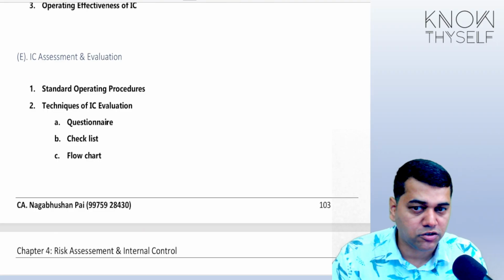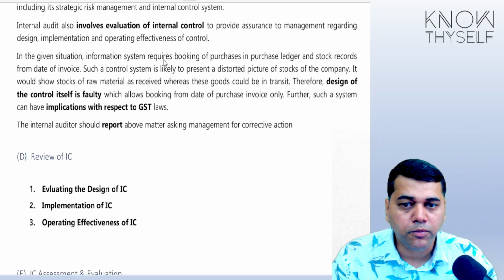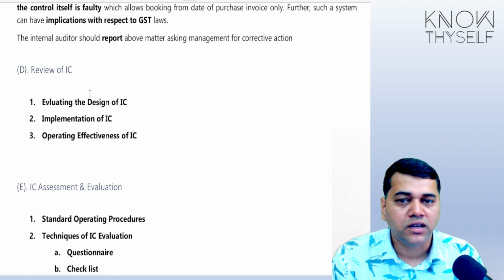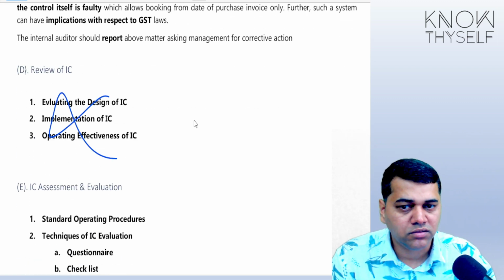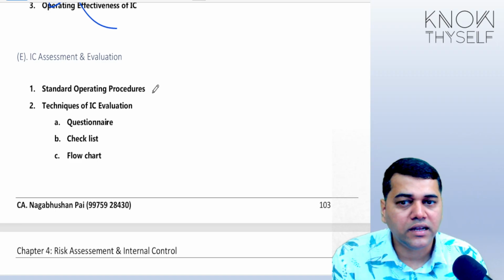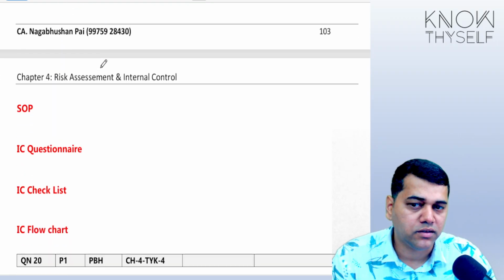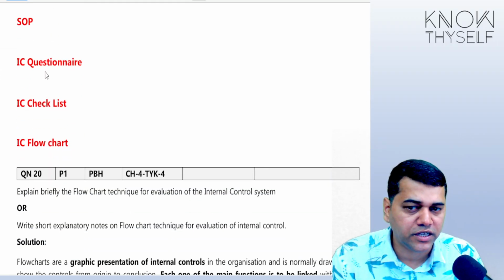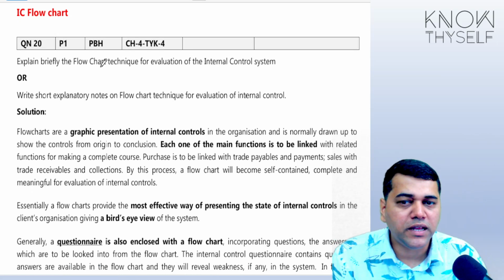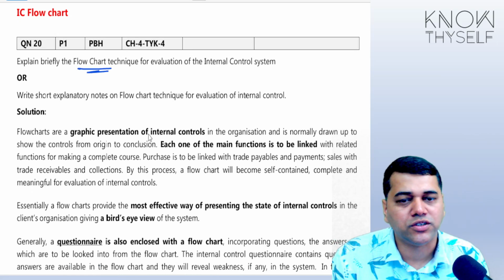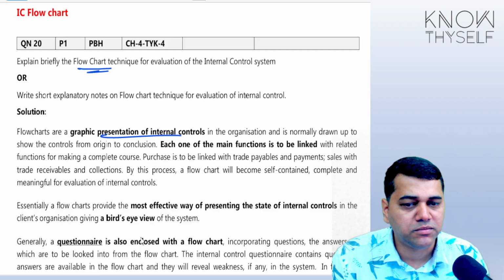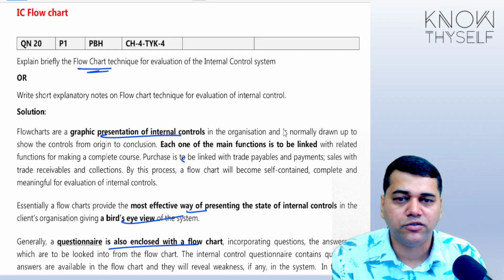Let us see one test your knowledge question right now. Because if I go back, in the review of the questionnaire on internal control, they have not asked any question. And in internal control assessment and evaluation, SOP, techniques, nothing, but they will start with the flowchart. Now, explain briefly the flowchart technique for evaluation. So, what is a flowchart? It is a graphical representation, a bird's eye view. All those things you are going to write.